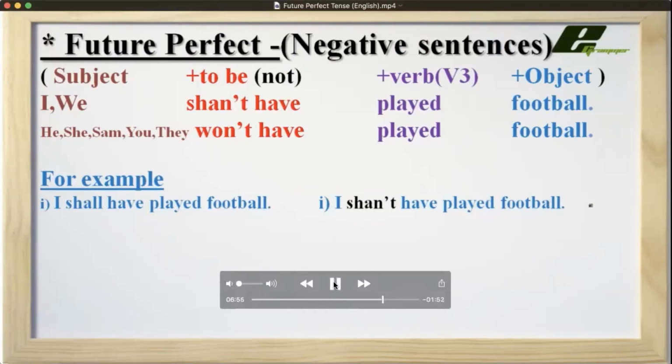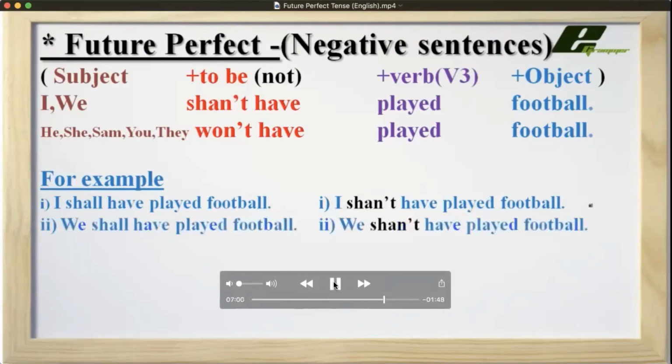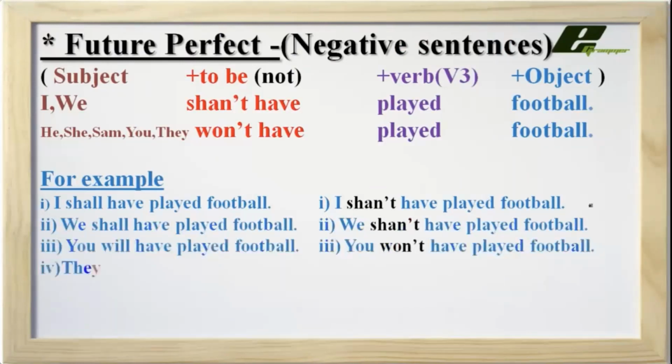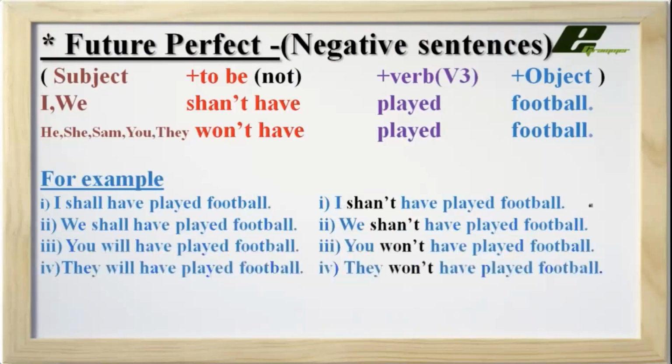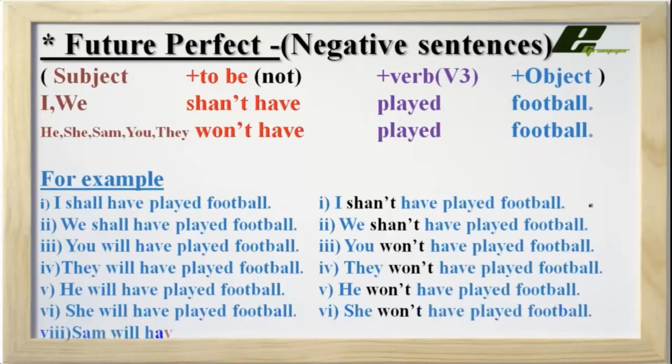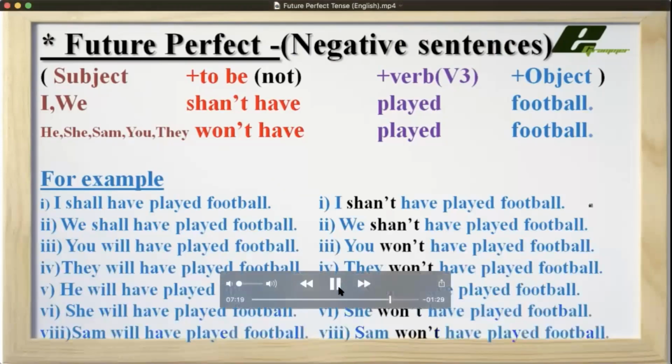For example, we shall have played football. We shan't have played football. You will have played football. You won't have played football. They will have played football. They won't have played football. He will have played football. He won't have played football. She will have played football. She won't have played football. Sam will have played football. Sam won't have played football.